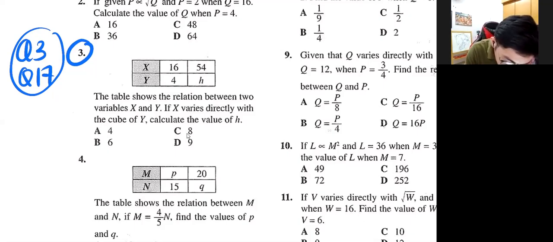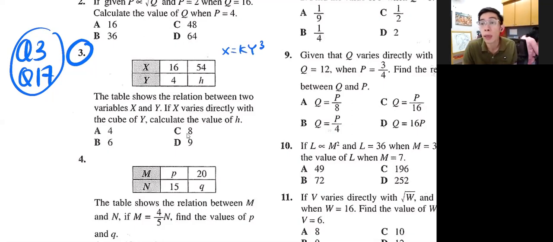The table shows the relation between 2 variables x, y. If x varies directly with the cube of y. So normally when you see this, you skip the working gradient. So you put x equals to k y cube. After you get this, what's the next thing you do? You straight away get your k answer by substituting your x and y values. So you see x and y is here, right?